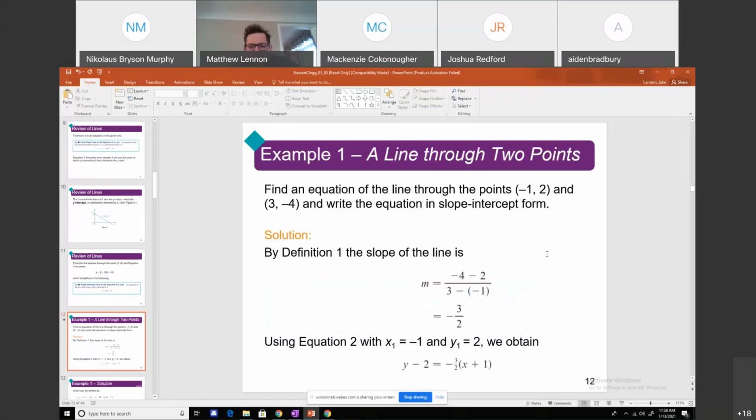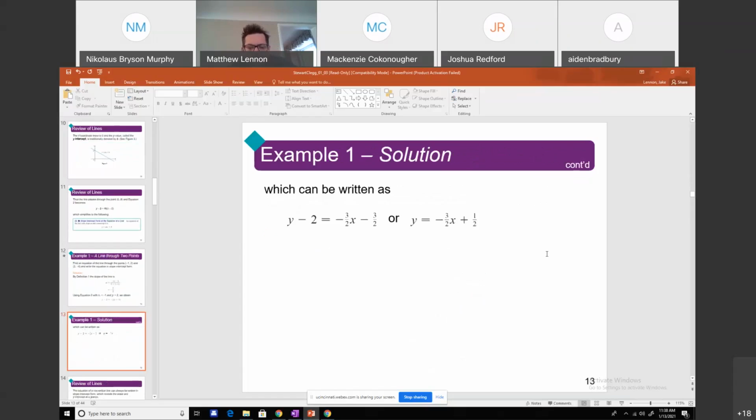Okay, so here's an example. They find the equation through 2 points. Again, you always start by finding the slope. So -4 minus 2 gives you a -6 on top, and 3 minus -1 gives you a +4 on the bottom. That reduces to -3 over 2. And they are using method number 1. Notice they're plugging in the 2 points into the point slope form. So there you have it. That's the equation of the line there. Again, they rewrote it in terms of slope-intercept, solving for y.